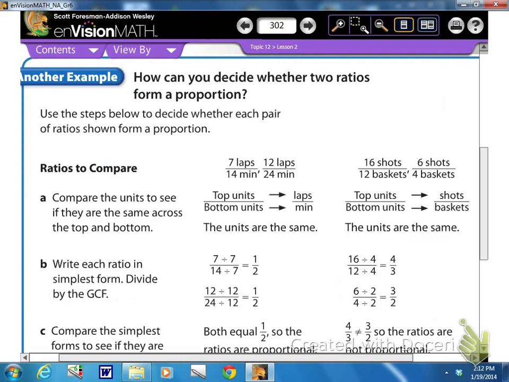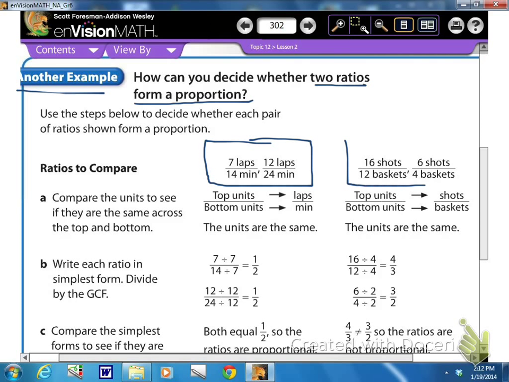Okay, we're looking at another example here on page 302. So how can you decide whether two ratios form a proportion? Here are some steps to help you decide whether each pair of ratios shown form a proportion. So we have two sets here. Here we have 7 laps in 14 minutes, and we have 12 laps in 24 minutes. Over here we have 16 shots, 12 baskets. Here we have 6 shots and 4 baskets.